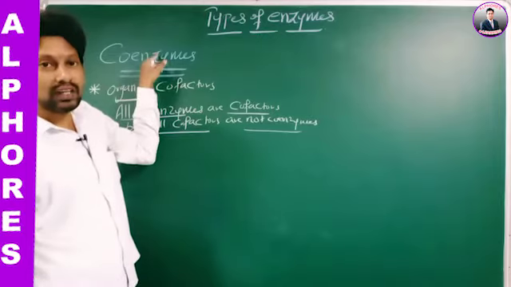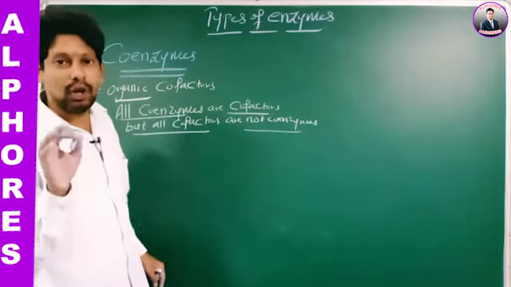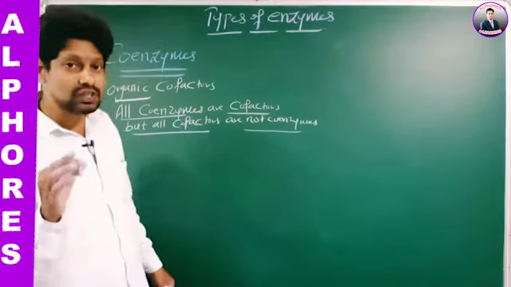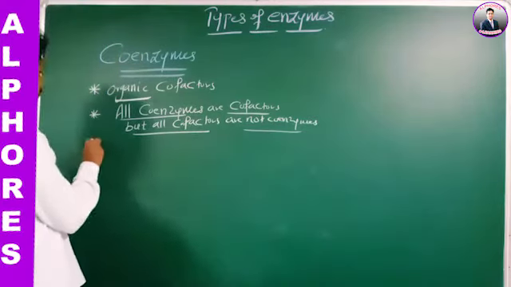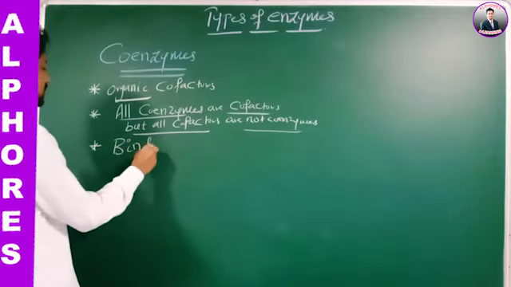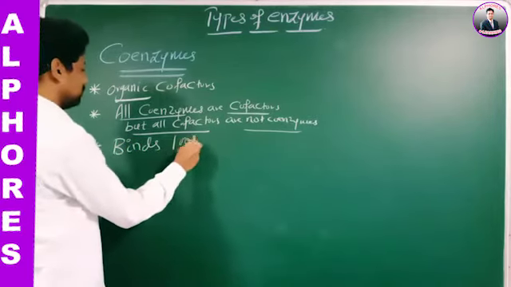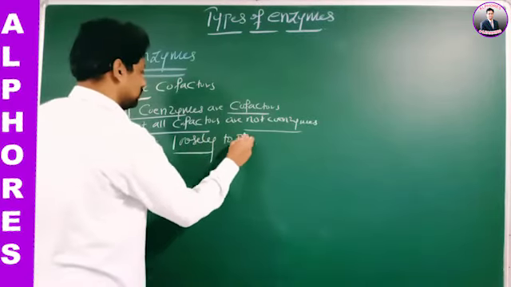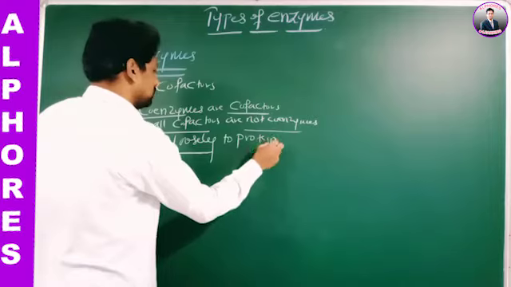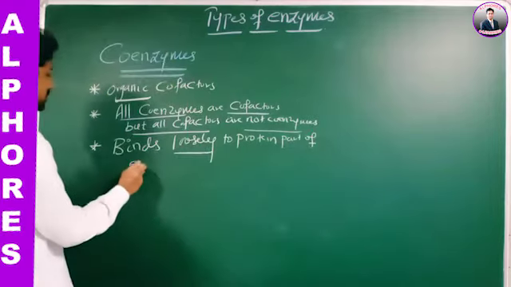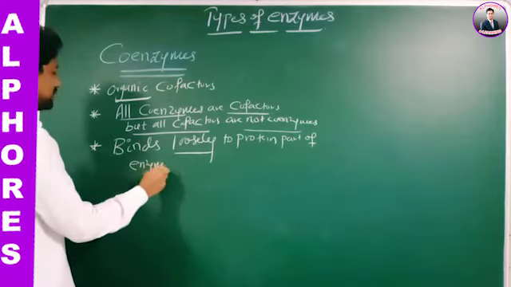This coenzyme binds loosely to the protein part of the enzyme. Therefore, coenzymes bind loosely to the protein part of enzymes. Which enzymes? Conjugate enzymes.